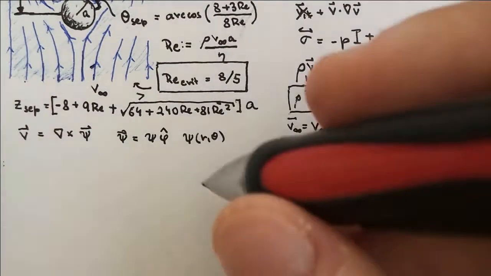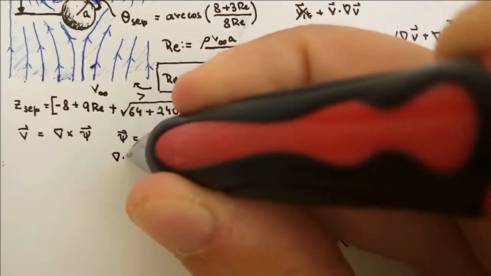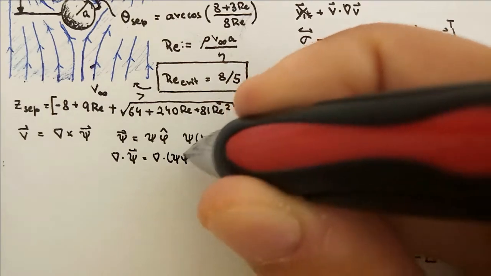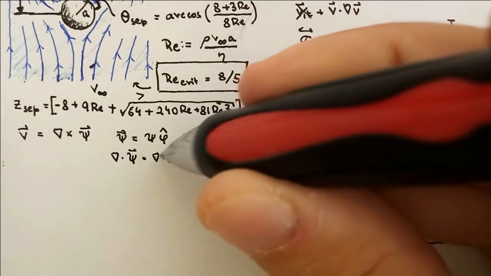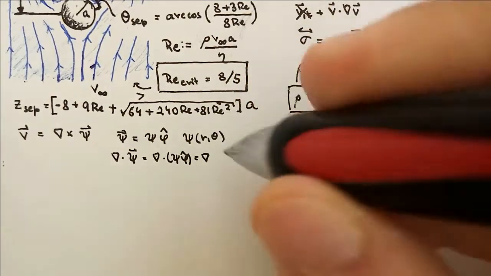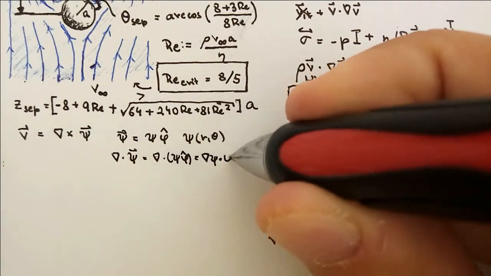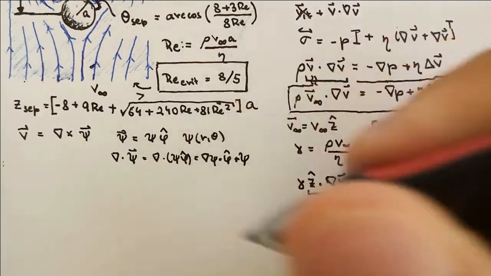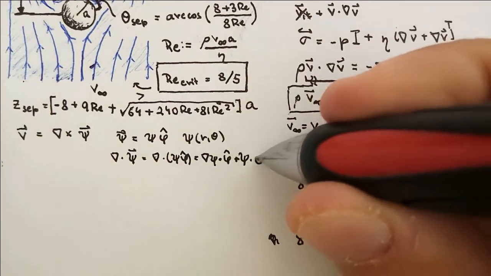Why is the divergence of psi 0? Well, the divergence of psi, which is the divergence of psi times phi, is equal to the gradient of psi dot product phi hat plus psi dot product the divergence of phi hat, which is 0. This is 0. Why?